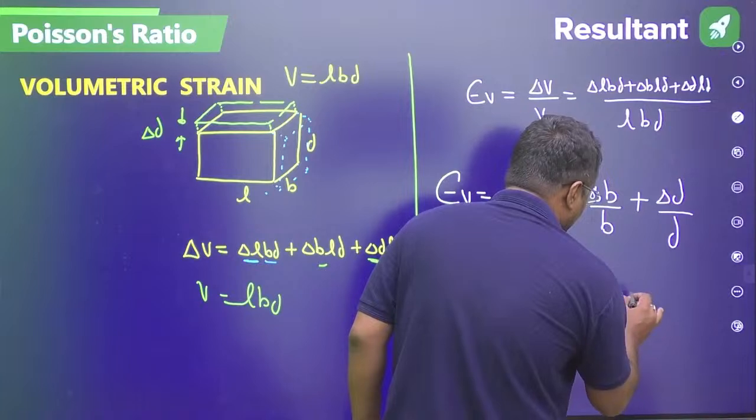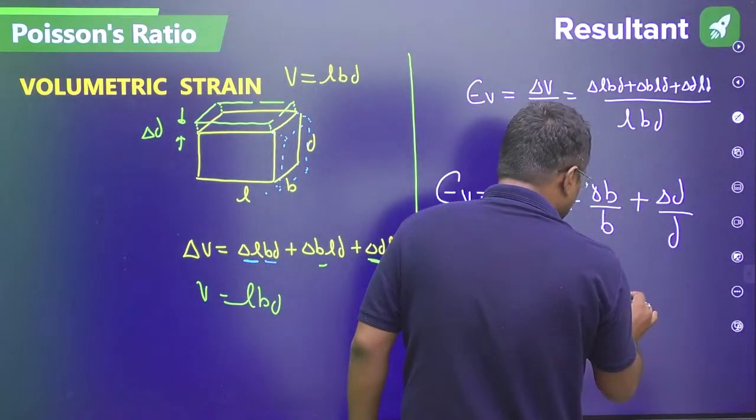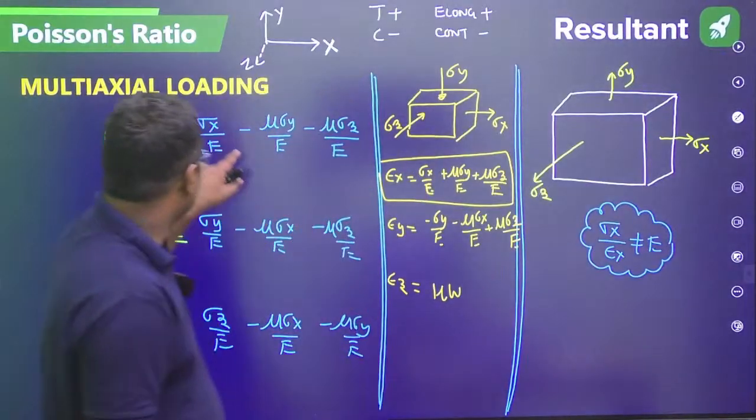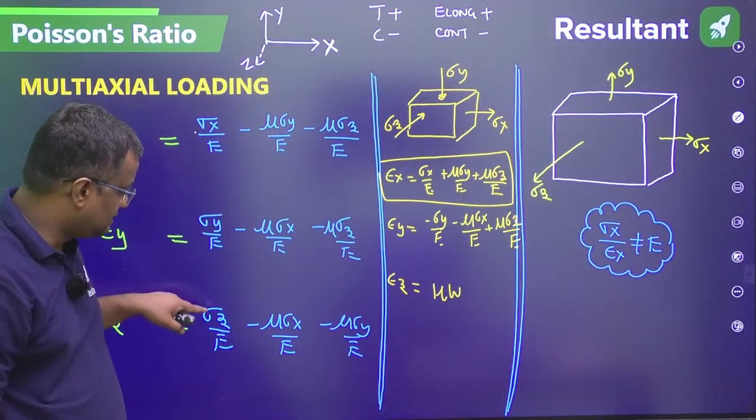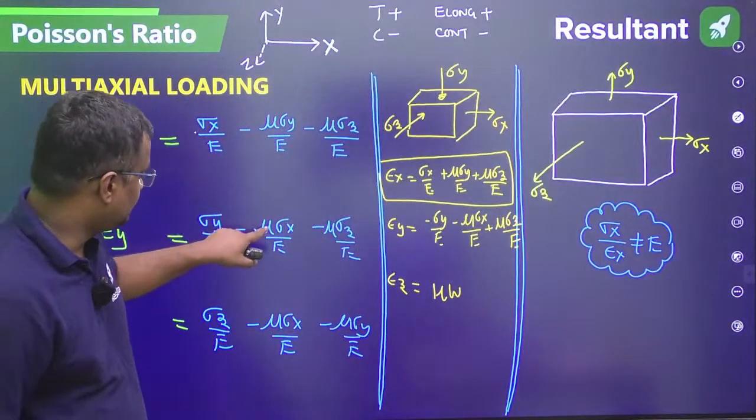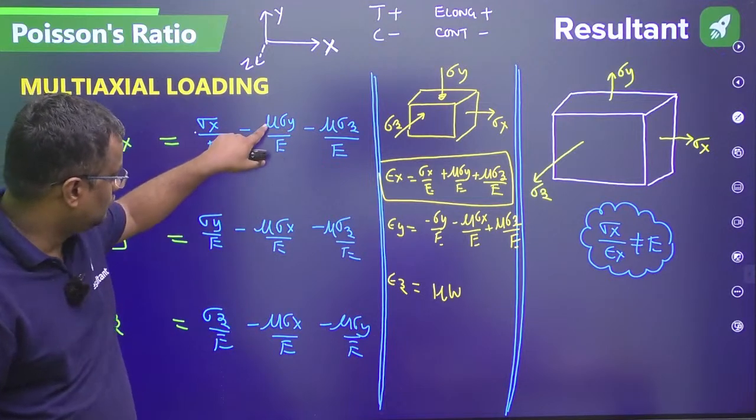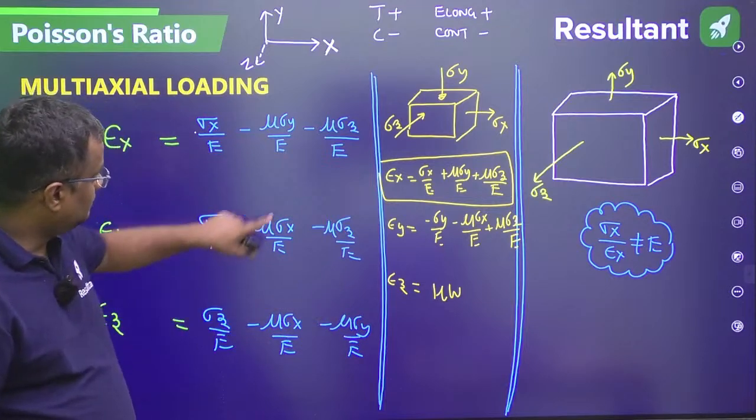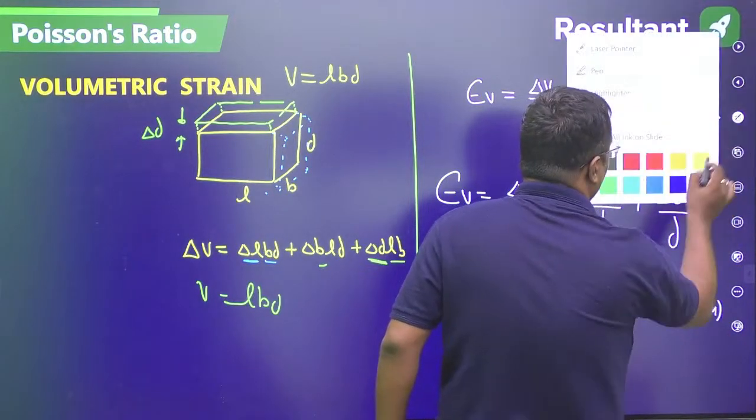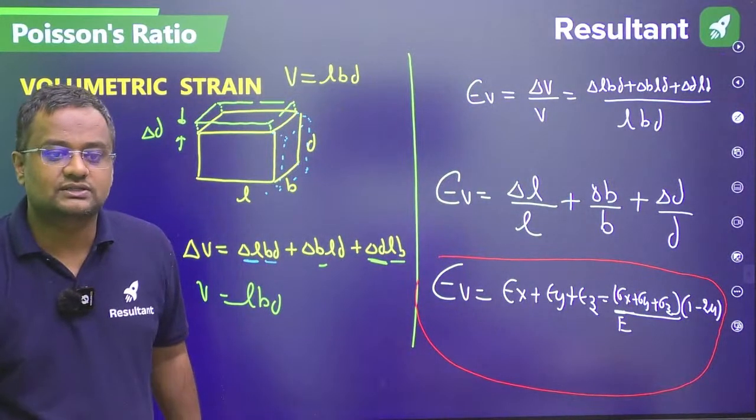So it is 1 by E. If I take 1 by E, and sigma X plus sigma Y plus sigma Z common. Sigma X alone is coming 1, Y alone coming 1, Z alone coming 1. But with mu, each is coming 2 times, so 2 mu. So 1 minus 2 mu. Understood or not, guys? This is the volumetric strain.